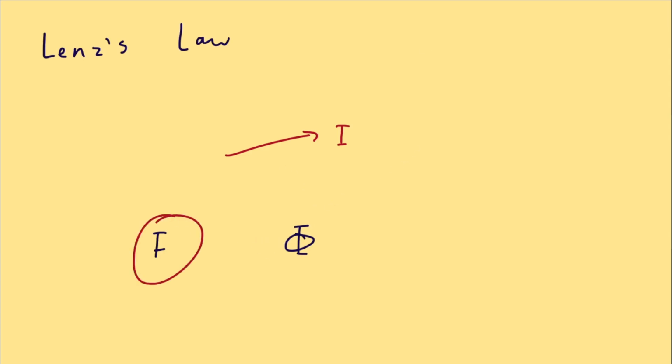Now moving on to Lenz's law. I did mention Lenz's law earlier. And what Lenz's law tells us is that the direction of current is not random. It's given by Lenz's law, which says that the induced current opposes the change in flux that caused it. I'll say that again. The induced current opposes the change in flux that causes it.